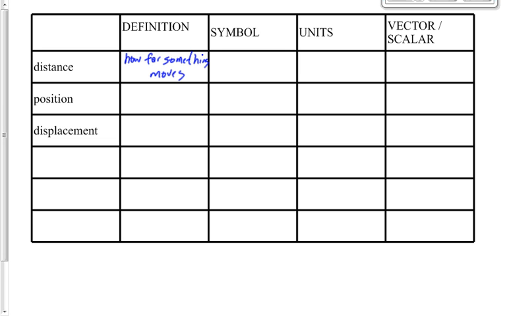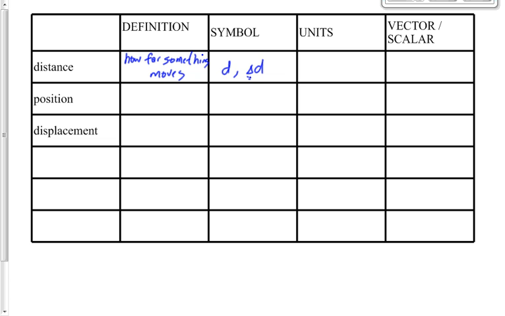The symbol for it, now usually the symbol is going to be a delta D, a little triangle D, but sometimes you see it just as a little d as well without the triangle. What does that delta mean, by the way, that triangle? Yeah, change, right. So if we're talking about how far something's moved, it's changed. Something about it's changed, right? So usually, again, we see that delta, but sometimes we don't. If you see it written either way, they're both correct.